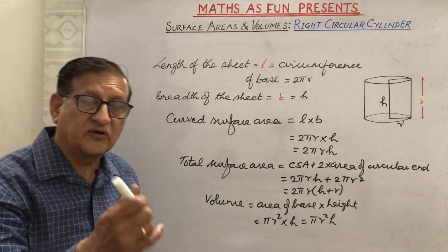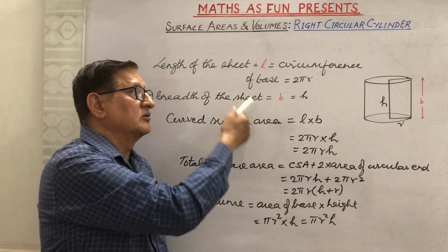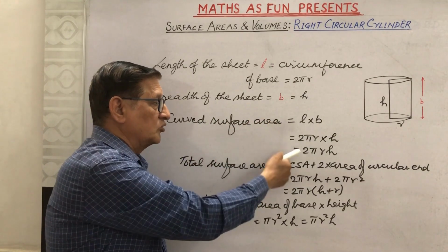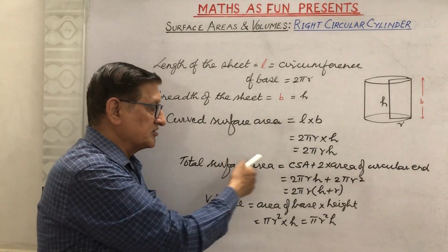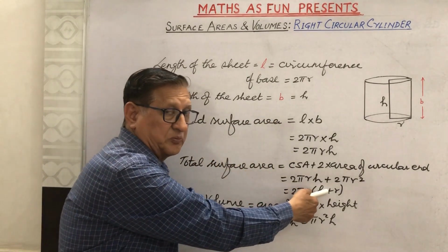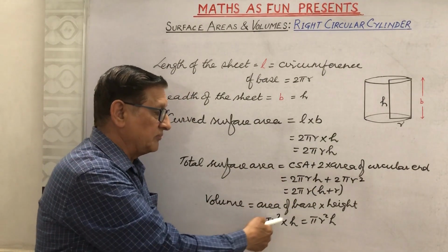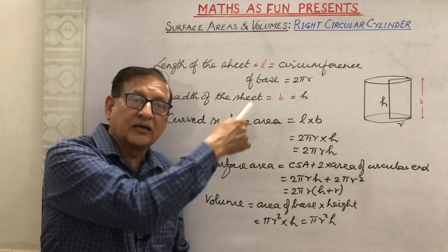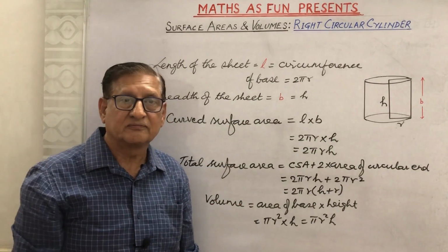So in all the cases, if it is a closed cylinder, we can say a solid cylinder, the curved surface area is given by 2 pi rh, the total surface area is given by 2 pi r into h plus r, and the volume is given by pi r square h, if the radius of the base is r and the height of the cylinder is h.